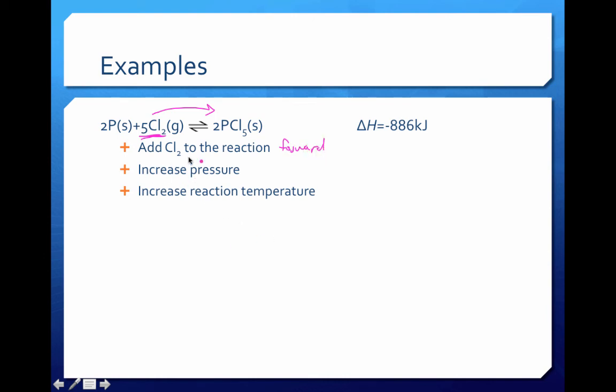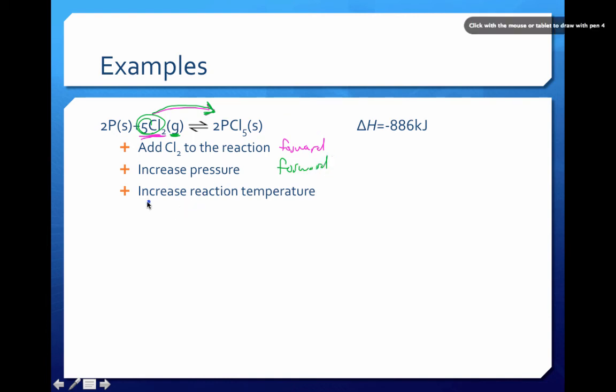An increase in pressure is only going to affect things when gases are present. The only gas present in this scenario is the chlorine gas itself. If I'm going to increase pressure, again, the reaction is going to favor the forward direction to reduce the number of moles of gas that we have in order to bring that pressure down again. So this again will favor our forward reaction.